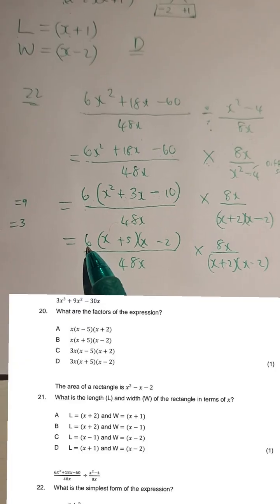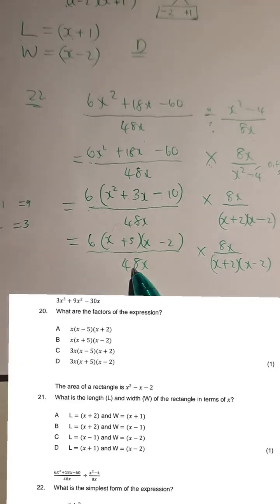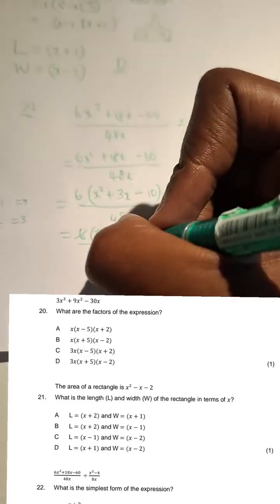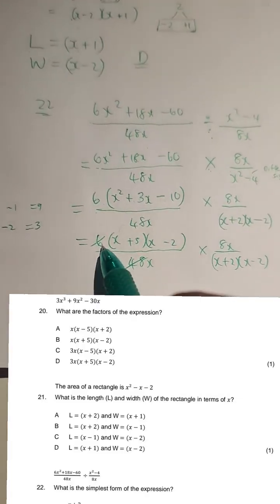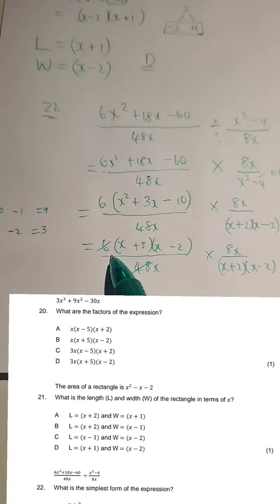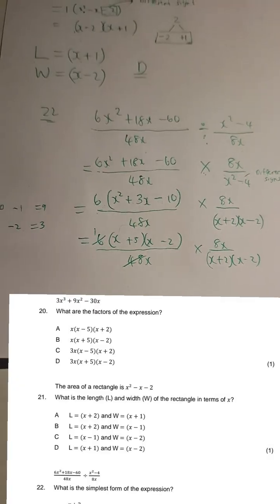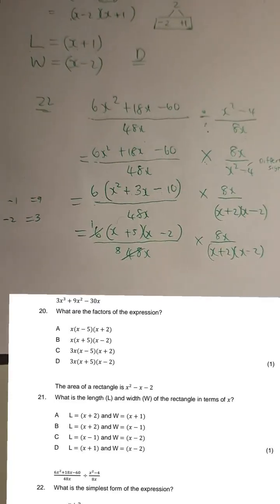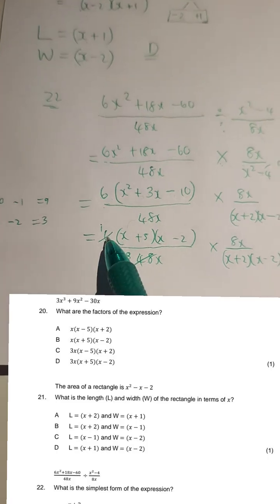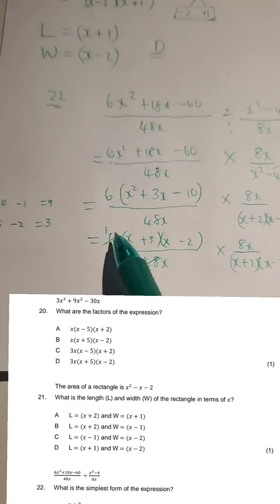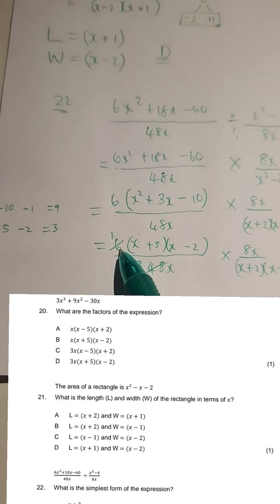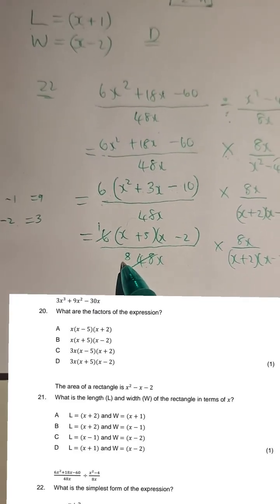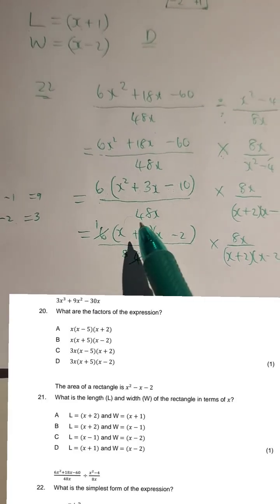So if you look at 6 and 48, 6 and 48 do have a highest common factor, which is what? It is 6. So I'm going to say, how many times does 6 go into 6? Goes there once. How many times does 6 go into 48? It goes there 8 times. Are we together? Because I am dividing 6 with 48. 6 and 48 have a highest common factor of 6. How many times does 6 go into 6? Once. How many times does 6 go into 48? 8 times. All right?